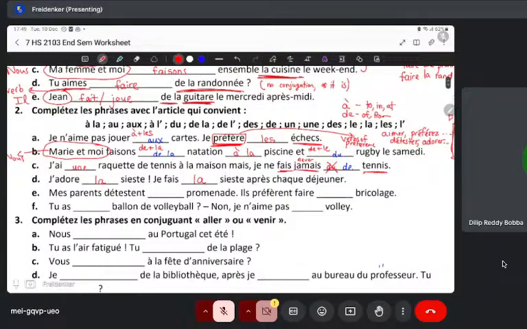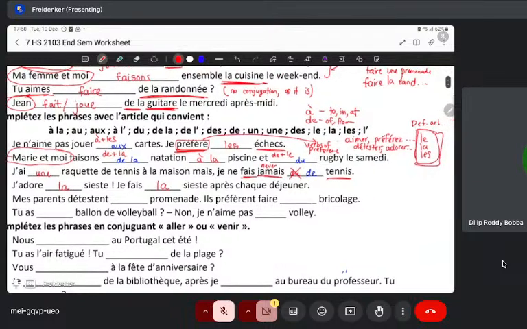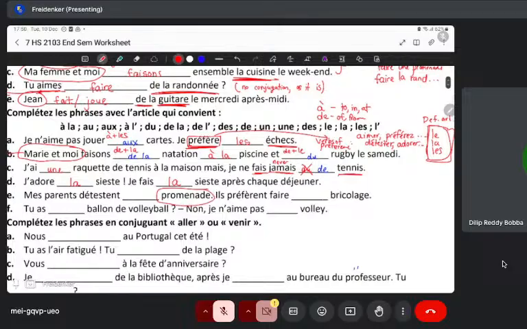Okay, mes parents détestent. Okay, again, détester. So what did I tell you? Verbs of preference. If you find any of these, just look at this and write LE, LA, LES. So promenade is again feminine. So mes parents détestent la promenade. Ils préfèrent. Okay, again, what is this, a verb of preference? But then after this there is no noun. So forget that.